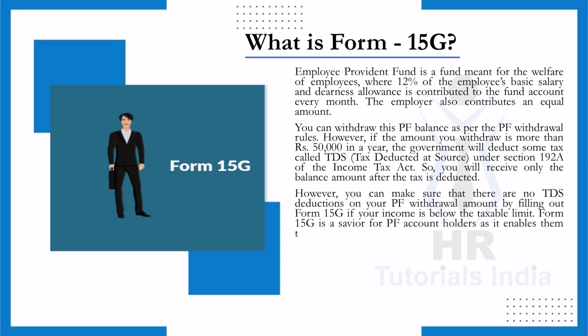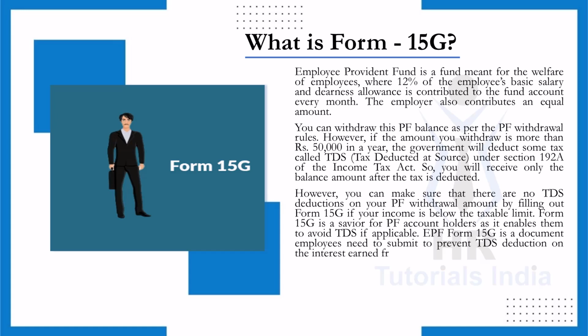Form 15G is a savior for PF account holders as it enables them to avoid TDS if applicable. EPF Form 15G is a document employees need to submit to prevent TDS deduction on the interest earned from the EPF, RD or FD. Individuals below 60 years of age are eligible to submit Form 15G. In simple words, it states that all employees who have an Employee Provident Fund, also known as EPF, and if you're thinking to withdraw your Provident Fund balance, then this video is for you.